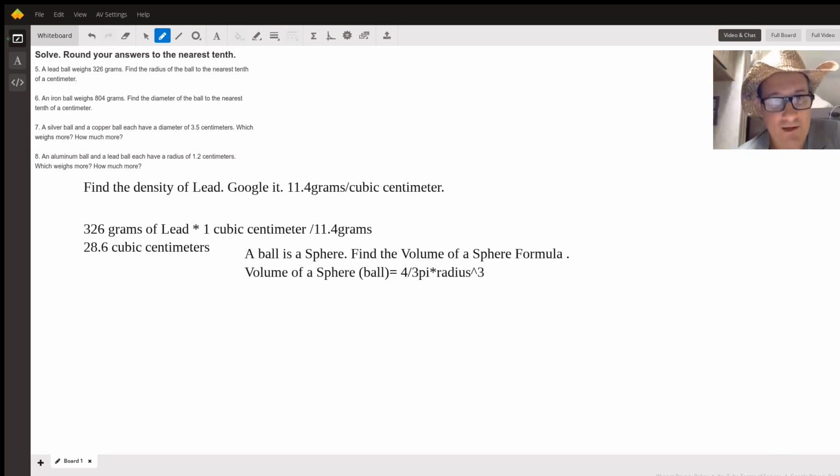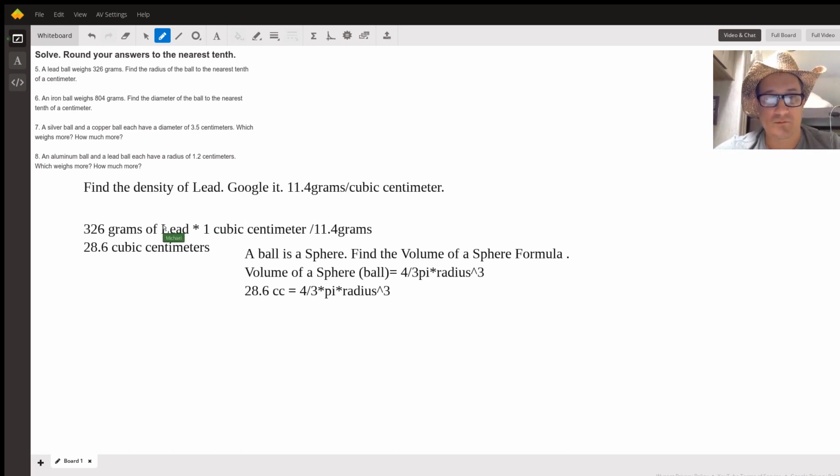Okay. They want to know the radius of the ball to the nearest tenth of a centimeter. This is cool. You know why? Because we don't have to do any unit conversions. So pay attention to the units. They want it in centimeters. We have cubic centimeters. So I would plug these values in. That's the volume of the sphere, and that's going to equal 4/3 pi times radius raised to the 3.